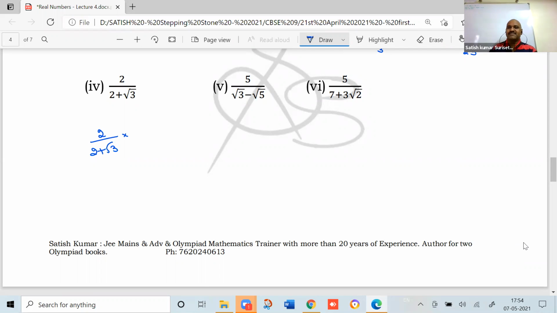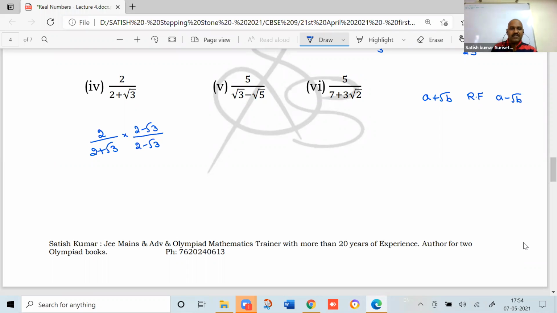Previously we discussed the rationalizing factor of 2 plus root 3. Have you remembered? For a plus root b, the rationalizing factor is a minus root b. Only the radical part you change the sign. So here I should multiply with 2 minus root 3 upon 2 minus root 3.